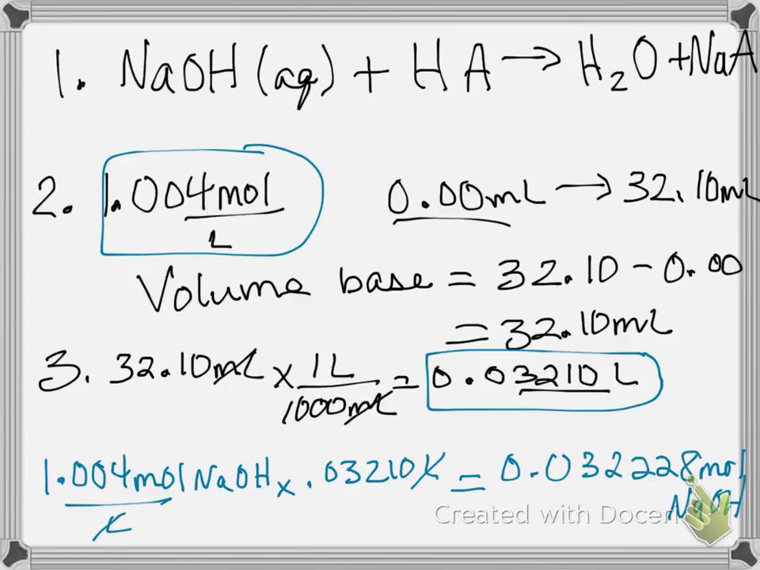Now I need to check my significant figures. I have 4 here, and I have 1, 2, 3, 4 from the concentration, so I want to keep at least 4. I like to keep 1 extra until the very end of the calculation. That just helps me to keep track of everything, make sure I don't round it too soon.